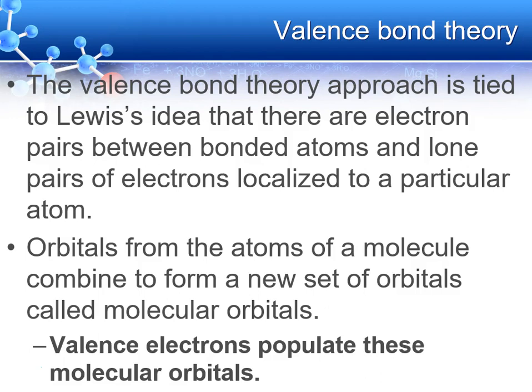So we've talked about atomic orbitals that we see around atoms, and now we're going to mix those atomic orbitals to form molecular orbitals. Once we do the mixing, the valence electrons of each of the atoms that share the electrons in the bond will populate the molecular orbitals. So we'll add those using the Aufbau principle for the molecular orbitals, just like we did for the atomic orbitals.